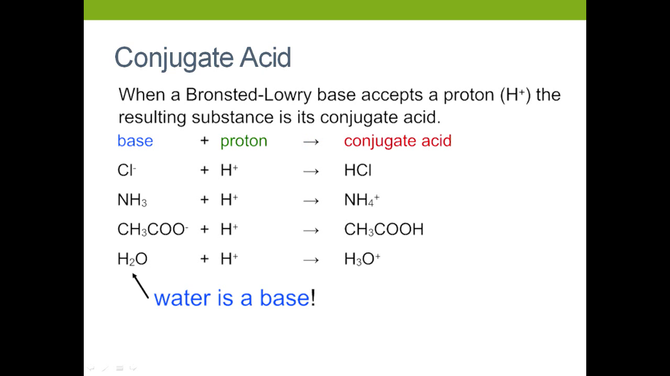Conjugate acid. When a Bronsted-Lowry base accepts a proton, the resulting substance is its conjugate acid. Let's look at some examples. Cl-, if it accepts a proton, then it forms HCl, that would be the conjugate acid. NH3, if it accepts a proton, it becomes NH4+, ammonium ion, which is its conjugate acid. Again, we see that water can accept a proton to become H3O+, an acid.